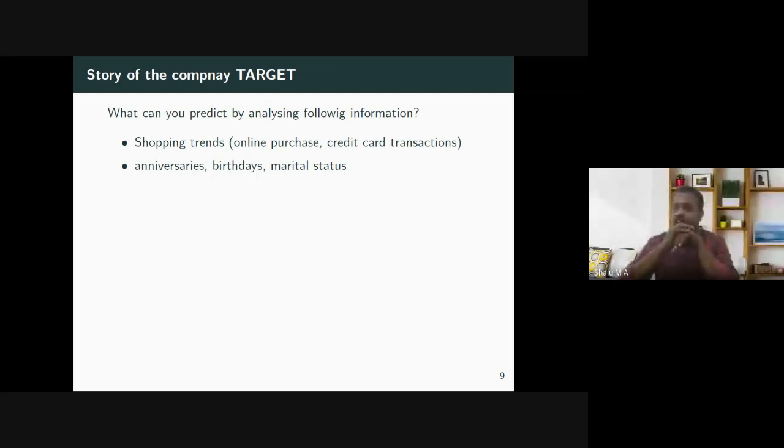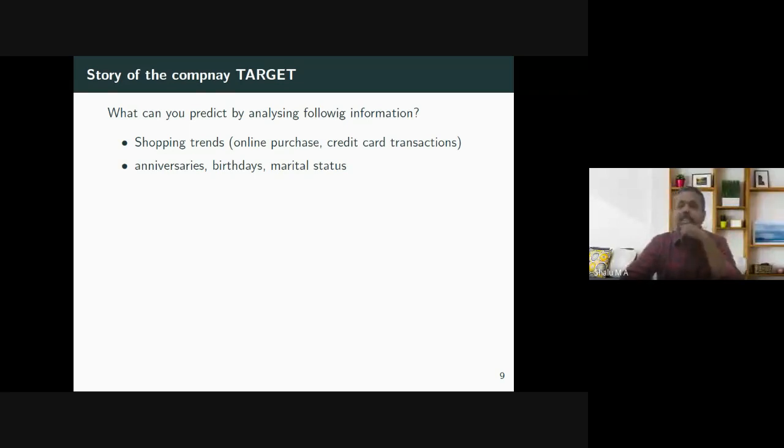If you're familiar with the US or UK or Europe system, every day you get discount coupons in your mailbox. I'm talking about the physical mailbox, not email. In almost every house there is a mailbox, like you've seen in movies. Discount coupons come to this mailbox.